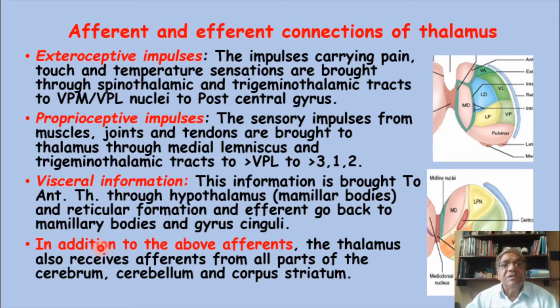Now in addition to these three different sensations, the thalamus is also receiving afferents from all parts of the cerebrum. So the cerebrum is sending information to the thalamus, and it is also coming from the cerebellum and from the corpus striatum, that is, the caudate nucleus and lentiform nucleus. So we have covered a few of the nuclei, anterior, then posterior, ventral with the geniculate body, and some of the nuclei are still remaining. Let us see what they are doing.